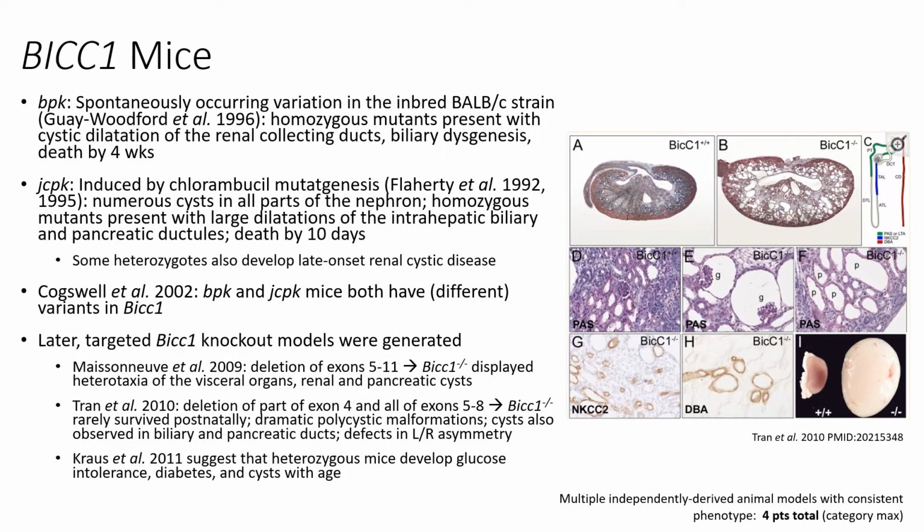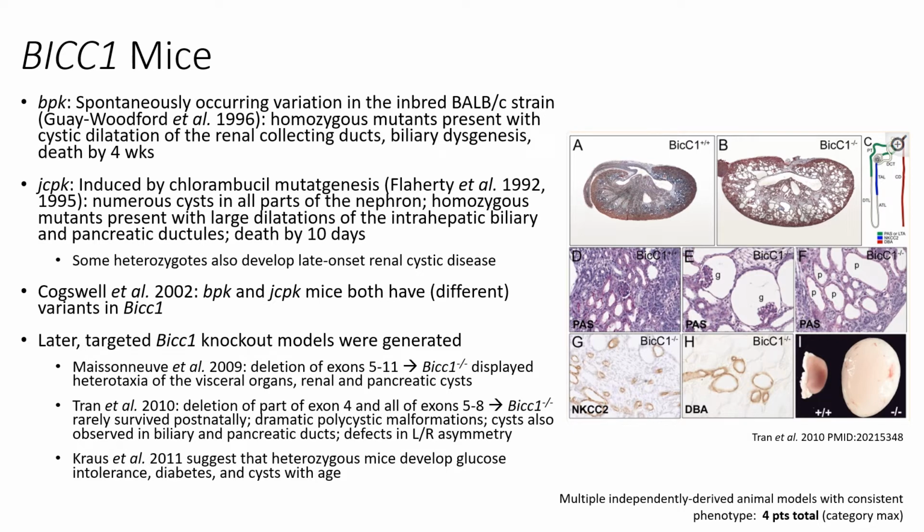Over time, mapping assays suggested that these mice had variants in the same gene. In 2002, Cogswell et al. showed that both BPK and JCPK mice had variants in BICC1. BPK has a frameshift variant in exon 22 near the SAM domain, and JCPK has a splicing variant in exon 3 in the KH1 domain.